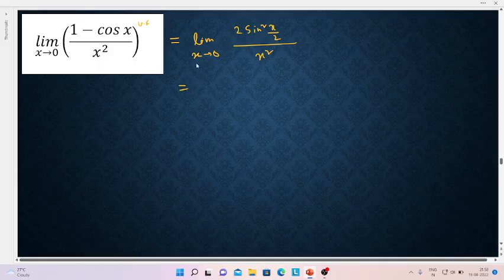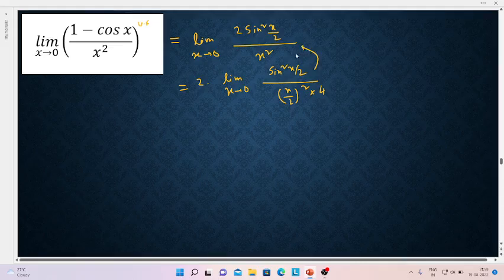So basically 2 should be outside of the limit, so we have 2 times limit x tending to 0 of sin square x upon 2, and let me write this x square as x upon 2 whole square. So we have to multiply by 4 because 2 square will be 4, and here there isn't any 4, so after cancelling that 4 we will have the previous function, right. So 1 by 4 should be outside of the limit, so that will be 2 upon 4, right.